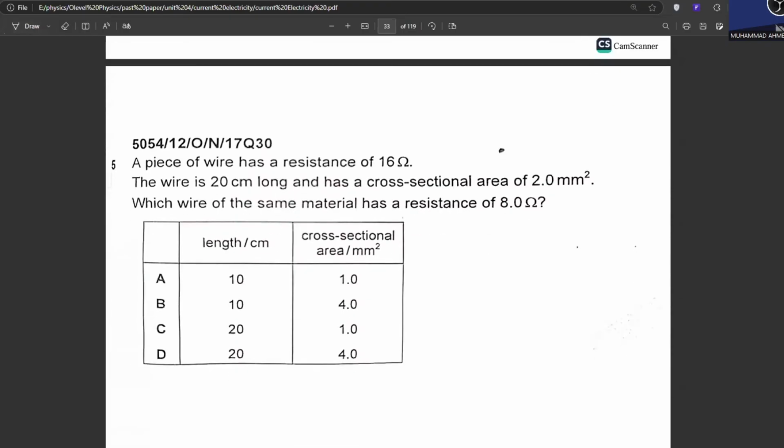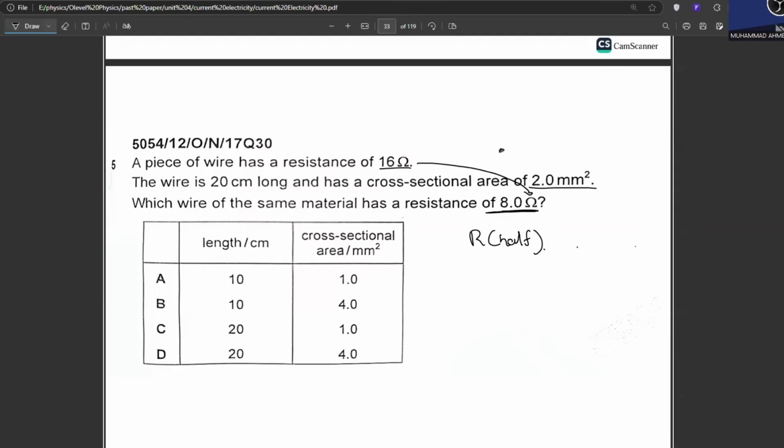A piece of wire has a resistance of 16 ohms. So initially the resistance is 16 ohms. The wire is 20 centimeter long and has a cross sectional area of this. Which wire of the same material has a resistance of 8 ohms? So we have to make sure that the resistance halves. If the length halves and the area also halves, obviously there will be no effect.